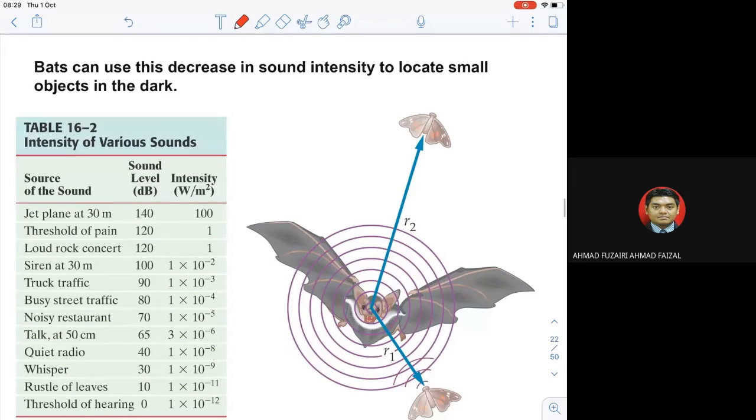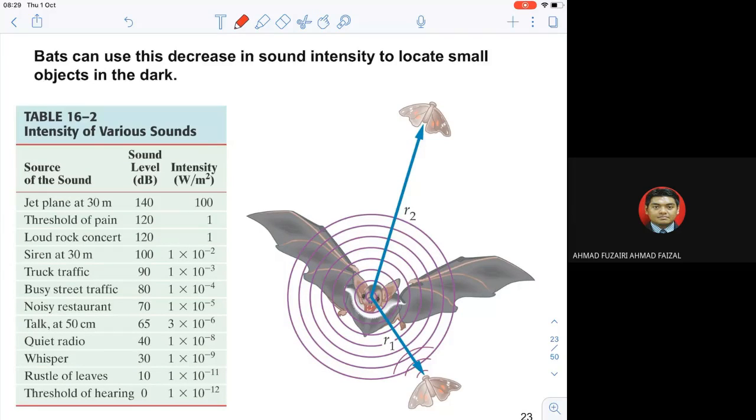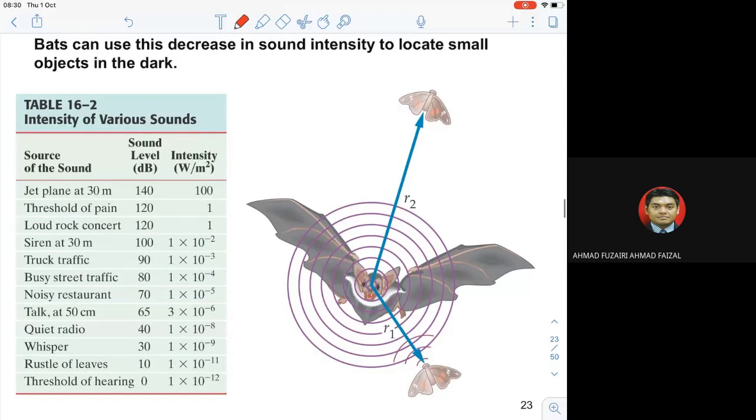So now we look at the back. We can use this decrease in sound intensity to locate small objects in the dark. Like I'm saying, that's how they navigate and communicate inside the dark cave. So when we look at the intensity of the sound, look at the left part of the table, saying source of the sound, from the jet plane at 30 meters and at the threshold of hearing.